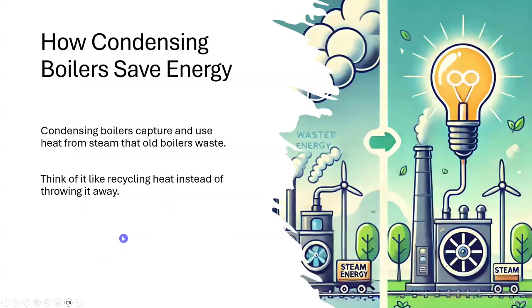How do condensing boilers save energy? Condensing boilers capture and use heat from steam that old boilers waste. Think of it like recycling heat instead of throwing it away.